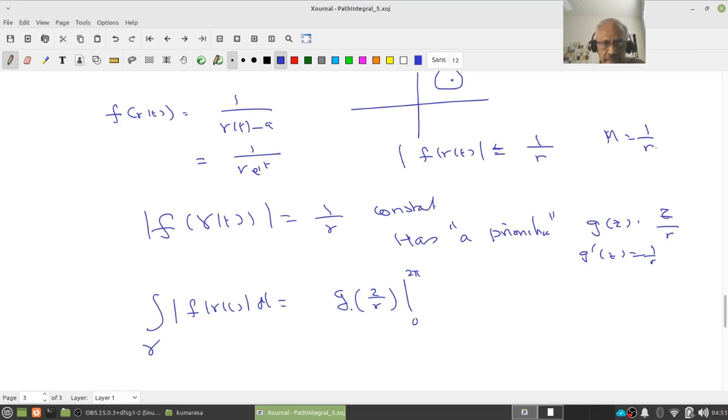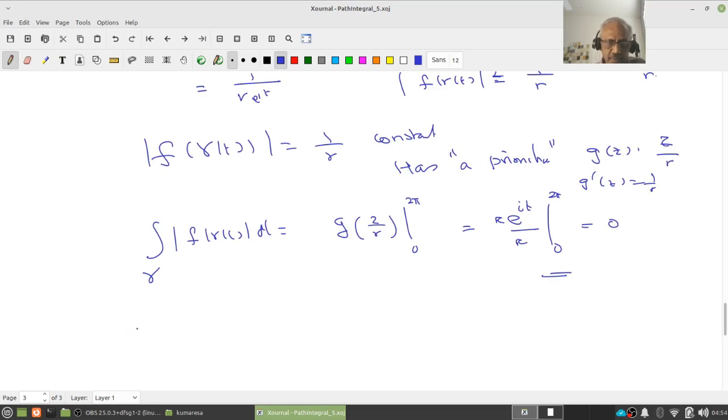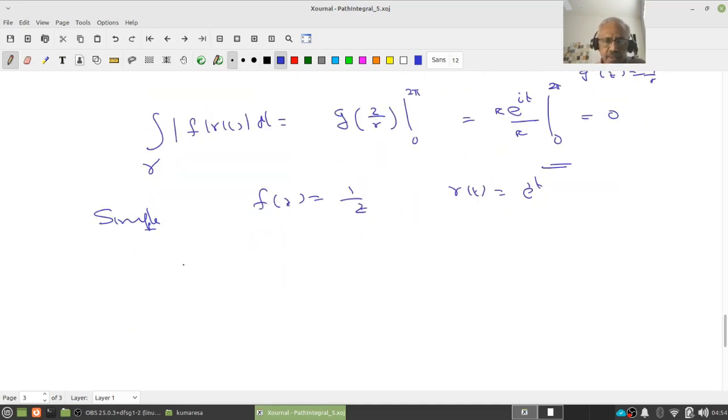Are you following? What is this? This is e to the power i t, r e to the power i t with r, t between 0 and 2 pi. Okay, if you want a simpler example, take f of z equal to 1 by z and gamma of t equal to e to the power i t. Right? Therefore, f of gamma t is 1 by e to the power i t, which is e to the power minus i t. Therefore, modulus of f of gamma t is 1 for all t.